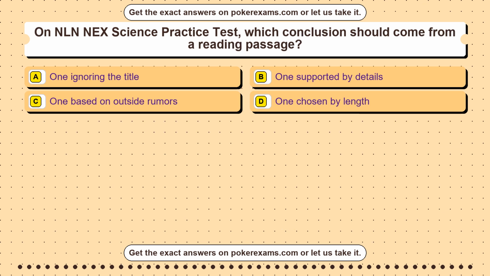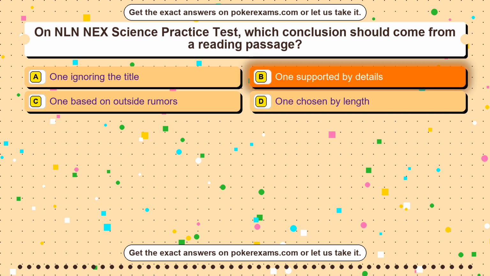Question 44. On the GED RLA practice test, which number is the median of 2, 5, 9, 10, 14? Option A, 14. Option B, 5. Option C, 9. Option D, 10. The correct answer is option C.